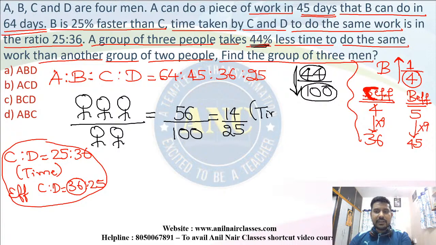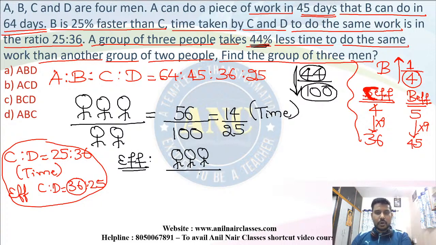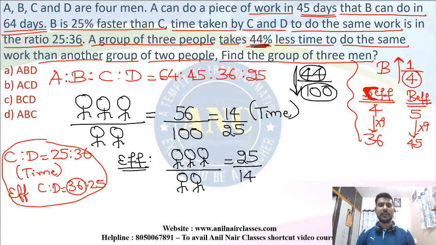But unfortunately, this is time ratio. But I do not like time ratio. Same thing, I will convert it to efficiency ratio. Efficiency ratio of 3 people divided by 2 people will be, 14/25 is the time ratio, so the reverse of 14/25 will be the efficiency ratio. So efficiency ratio is 25/14. Now the question says, find the group of 3 men. So the 3 men can be ABD or ACD or BCD or ABC. Who among these 3 people will actually give this data as 25/14 is the question.